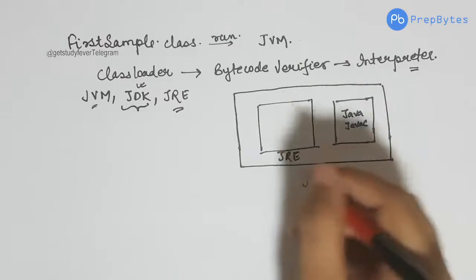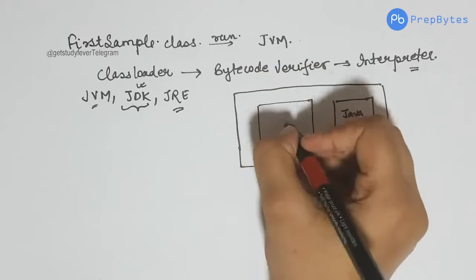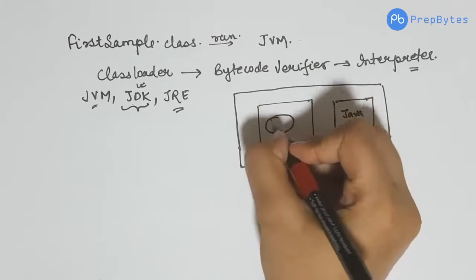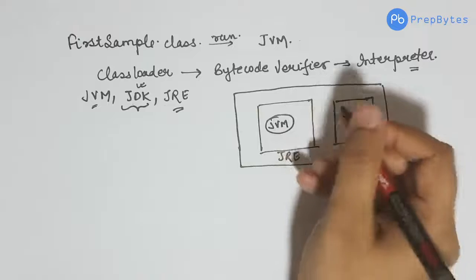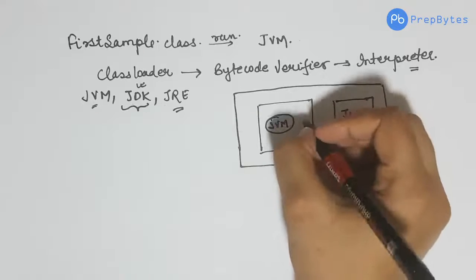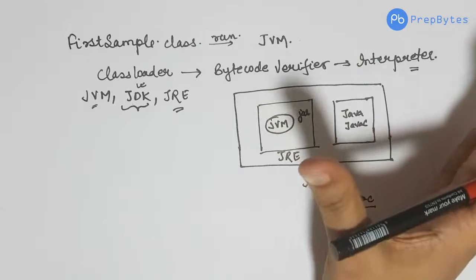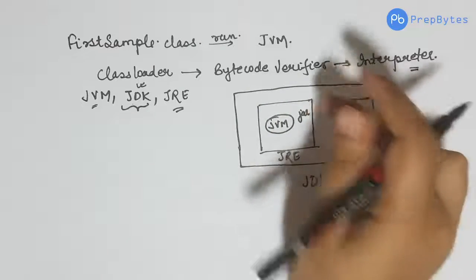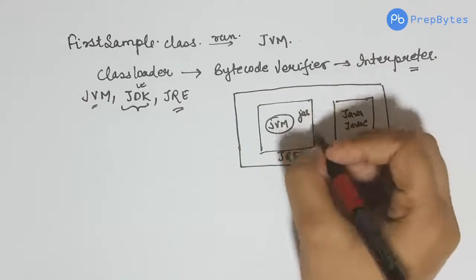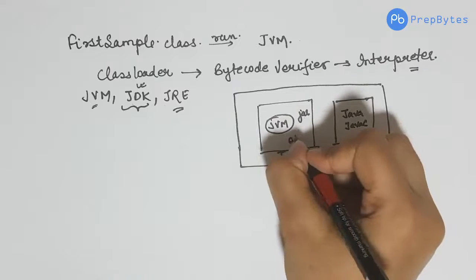This JRE has the JVM inside it. It has the JVM, which is the Java Virtual Machine, plus it has the jar files or the libraries that are there in Java. I'll let you know what a jar file is. It has jar files plus other files.